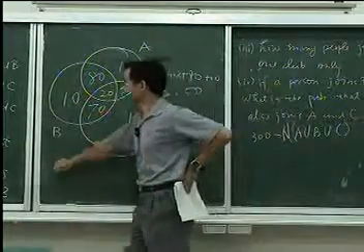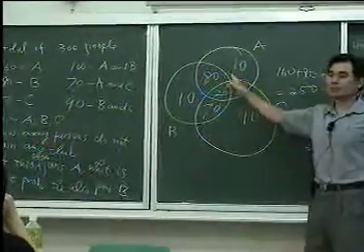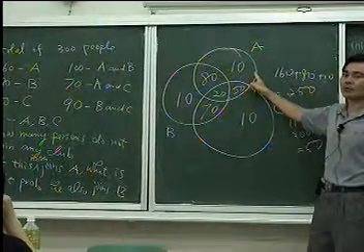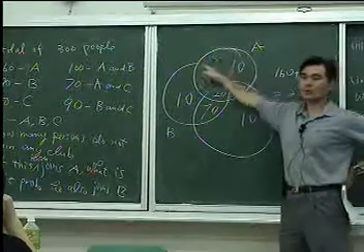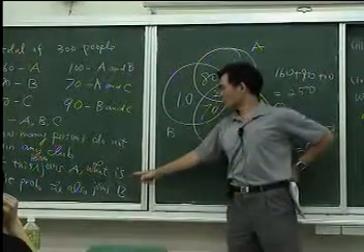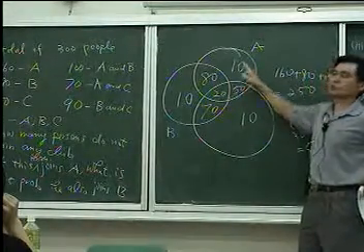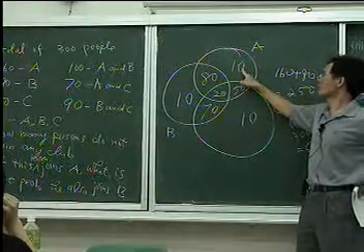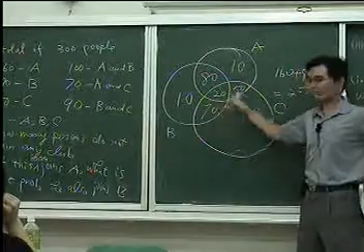The second one: if this person joins A, which part are you looking at? You are looking at this part, right? If this person already joined A, you are looking at this part. And what's the probability he also joins B? So if this person joins A and also joins B, which part are you looking at? You are looking at this part, right?